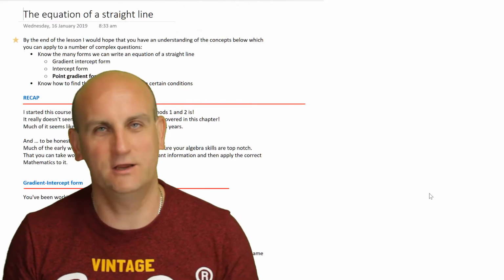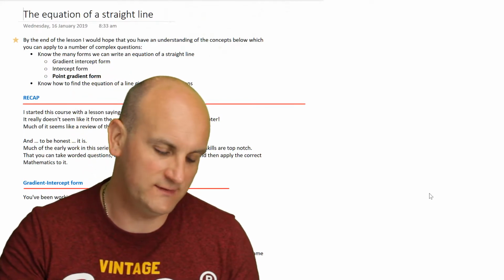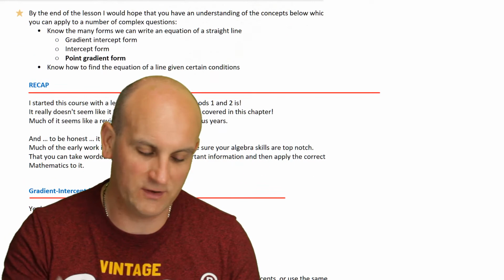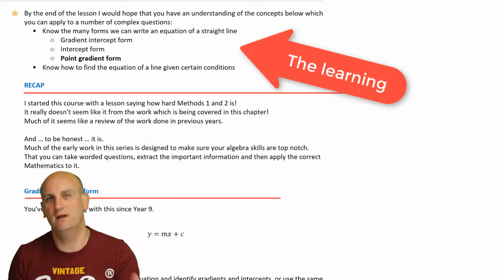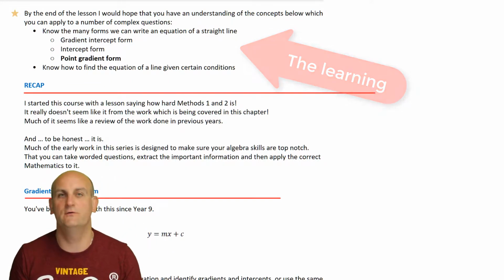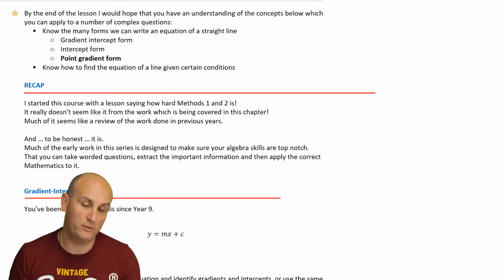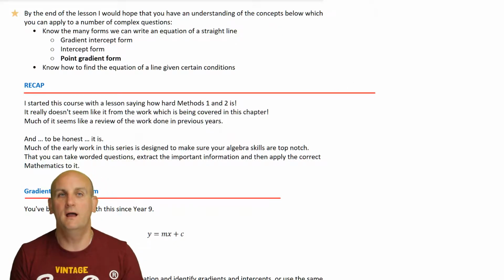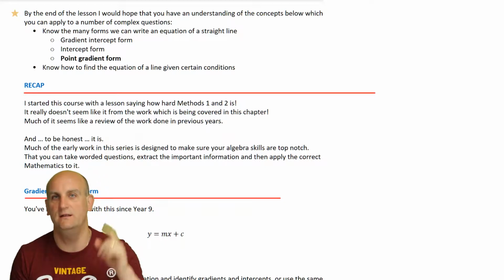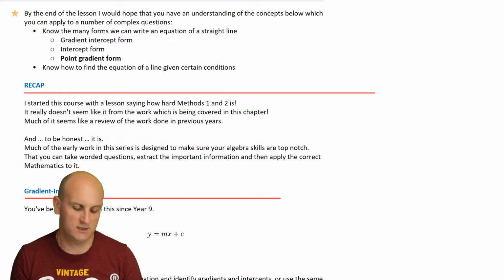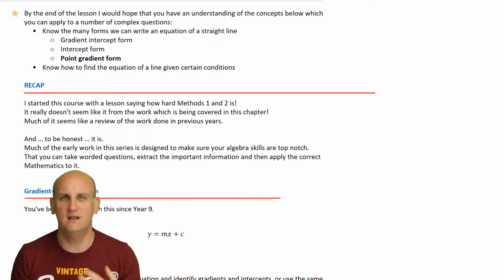What are we doing? Equations for straight lines. Yes, I know you've done this since goodness knows when, but what are you going to actually learn? Well, we're going to look at gradient intercept form, intercept form, and there's another one now, called the point gradient form. The reason it's in bold is because I love it, and it's being highlighted up there with regards to the learning. And obviously know how to find the equation of a line given certain conditions.